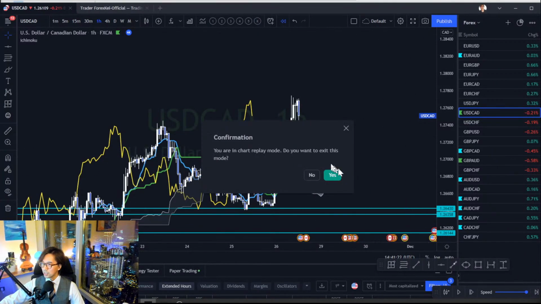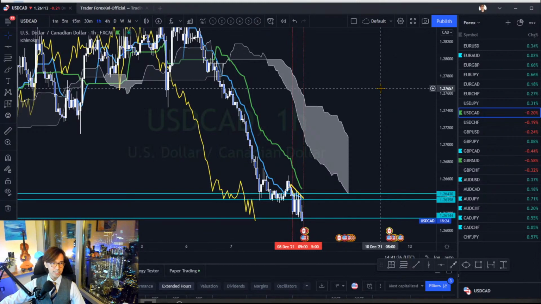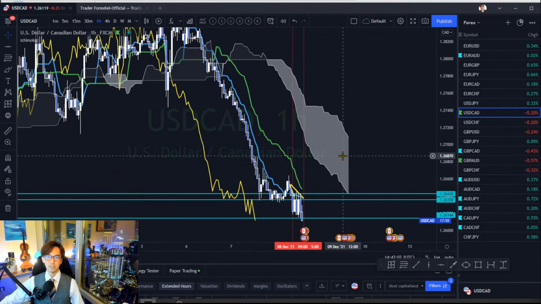So Kumo shape is also very, very important. You know, I don't really see people talk about the Kumo shape, whether it's thick Kumo or thin Kumo. But based on my observation and experience, Kumo shape is also very, very important. Goichi Hosoda doesn't really talk about the Kumo shape itself, but he talks about the angle of Senko Span AB and also the location to the price, or location to Kijun-sen, Tenkan-sen. So Kumo shape, yeah, better to be thick and long is what you're looking for.